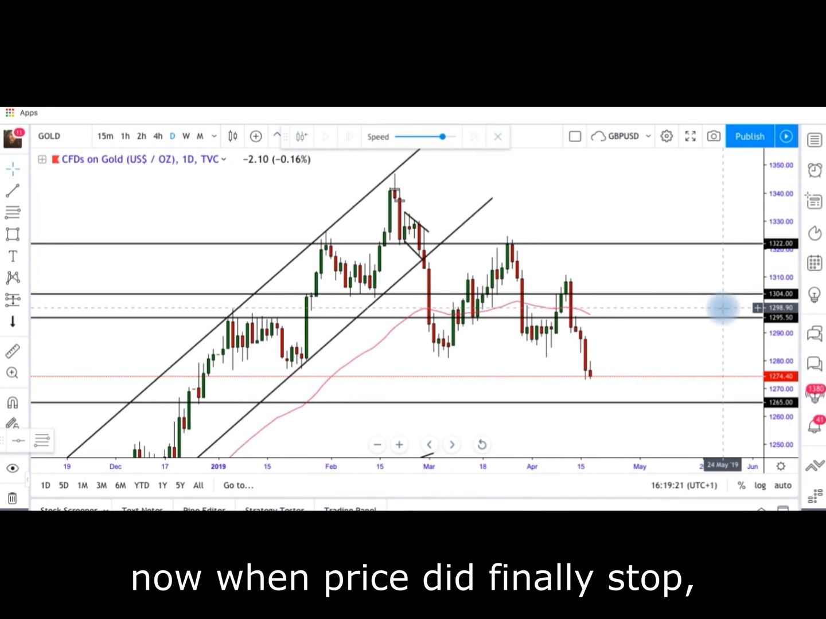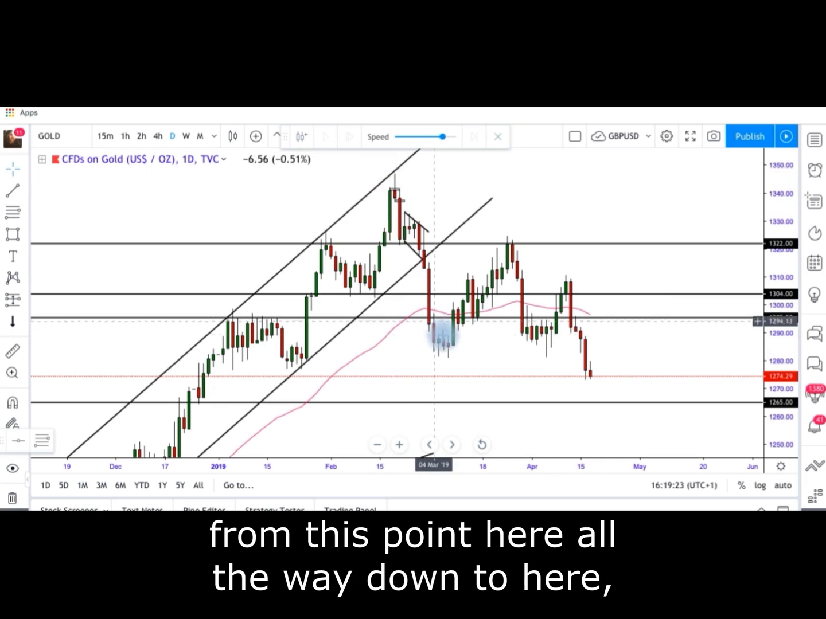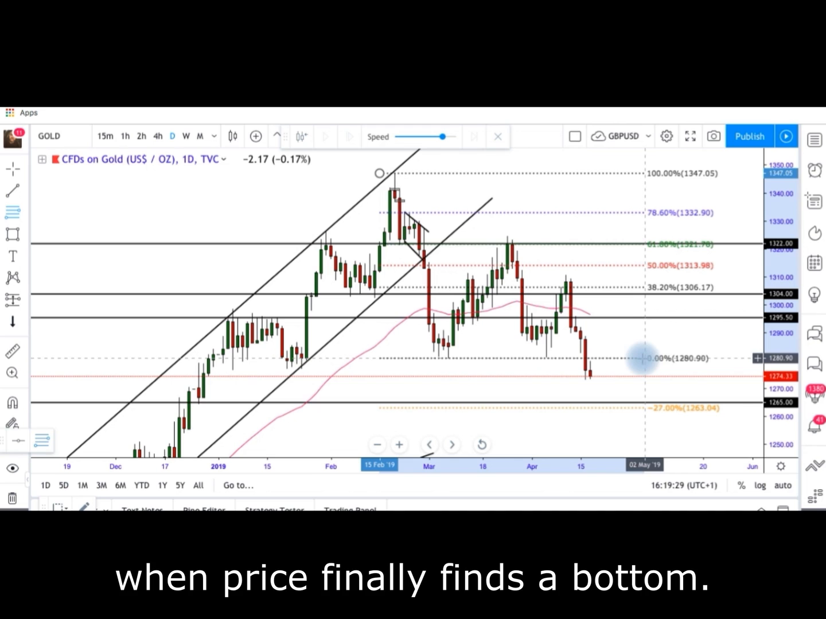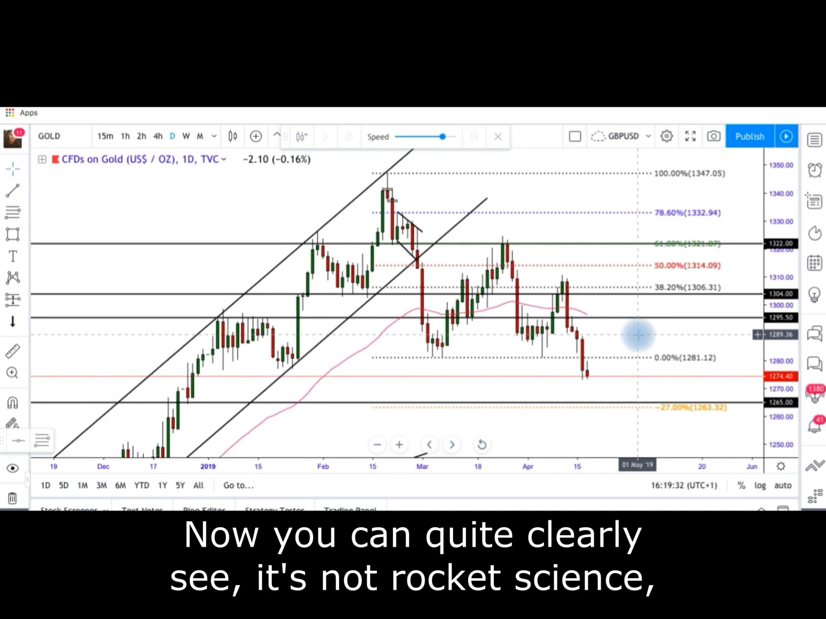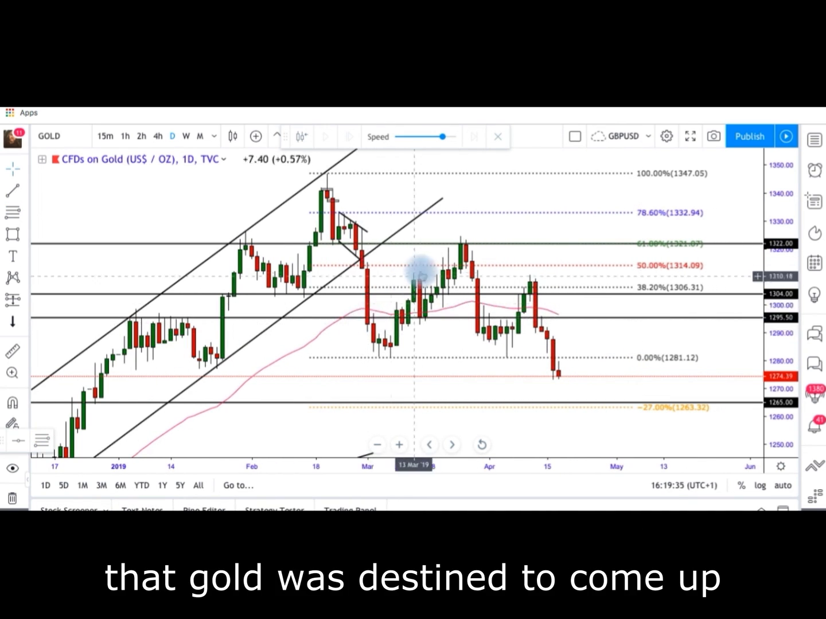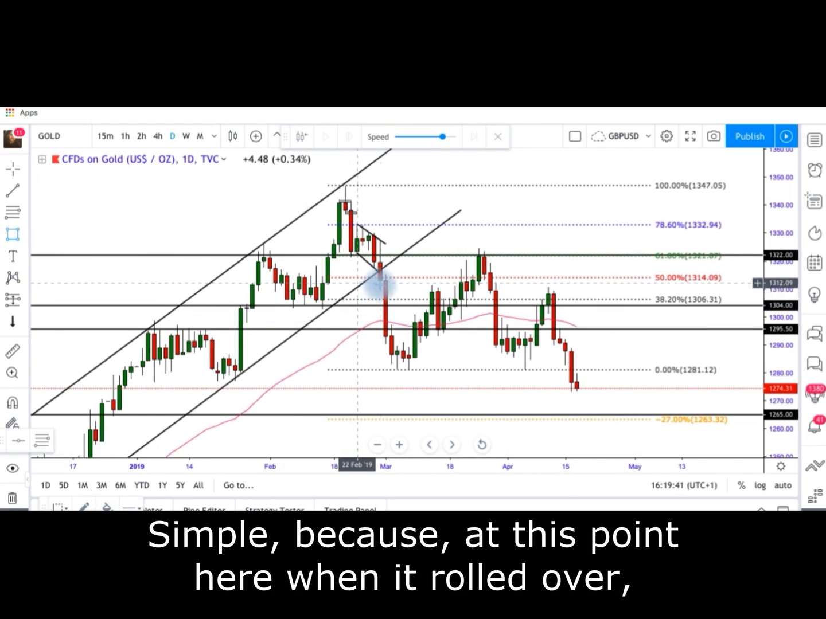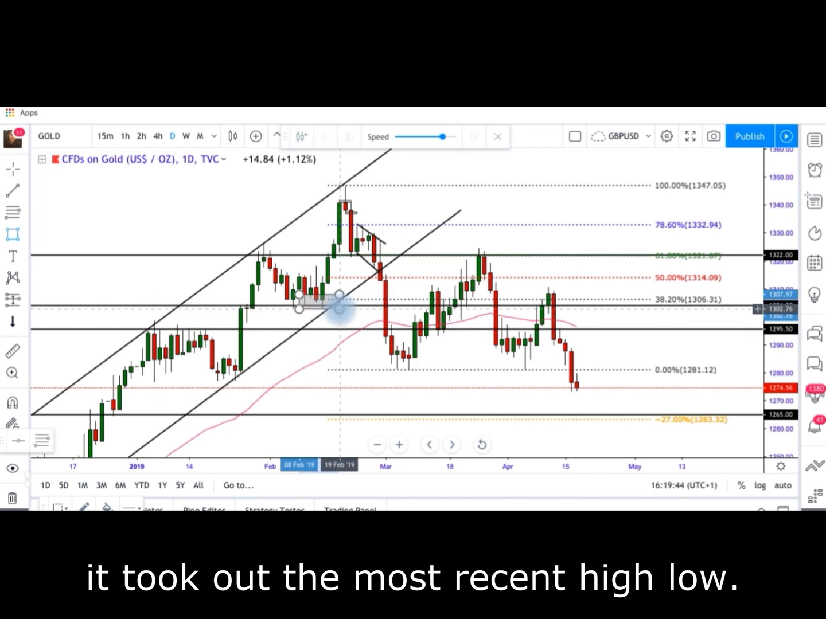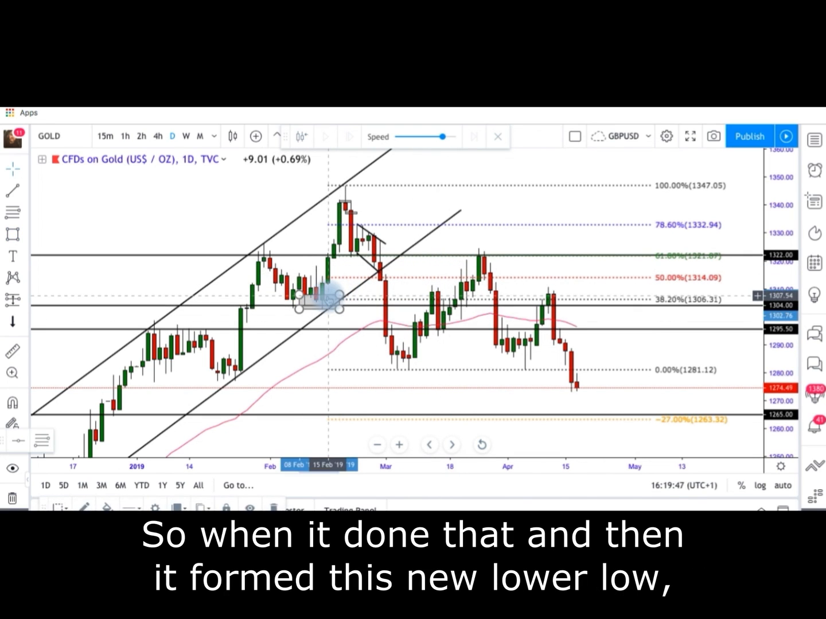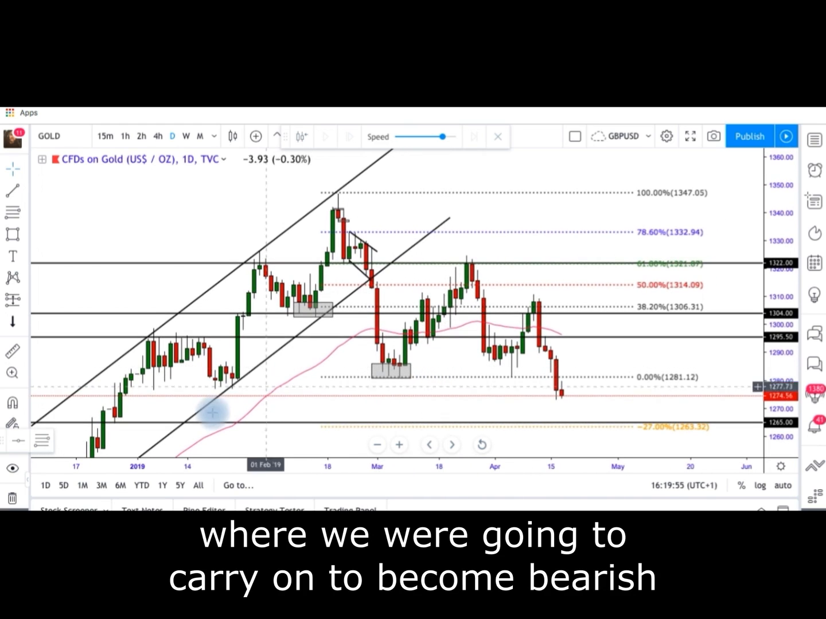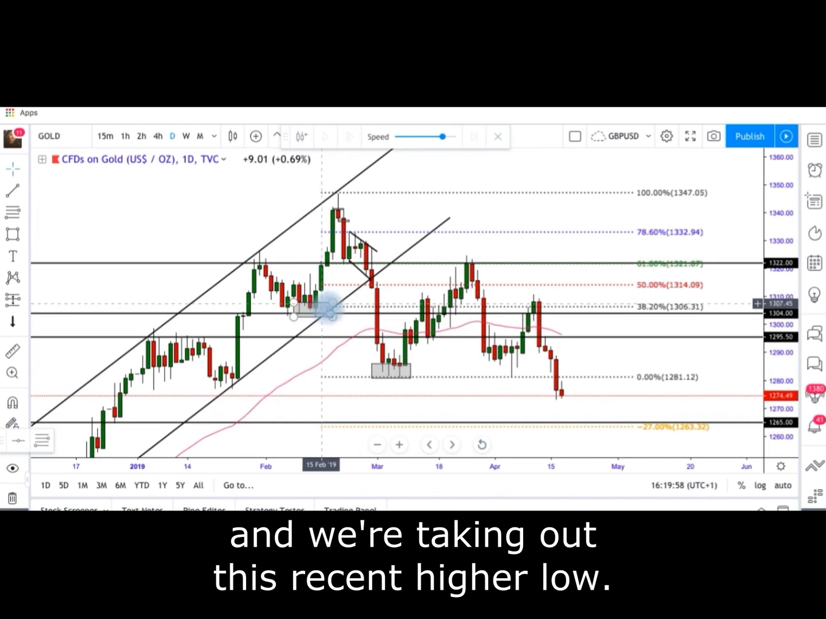Now when price did finally stop, from this point here all the way down to here, I can simply apply my fib tool. Price finally finds a bottom. You can quite clearly see, it's not rocket science, that gold was destined to come up and create a new lower high. Why? Simple, because at this point when it rolled over, it took out the most recent higher low. So when it did that and then formed this new lower low, we realised that we were in a sequence where we were going to carry on to become bearish once we'd broken this main ascending trend line and taken out this recent higher low.